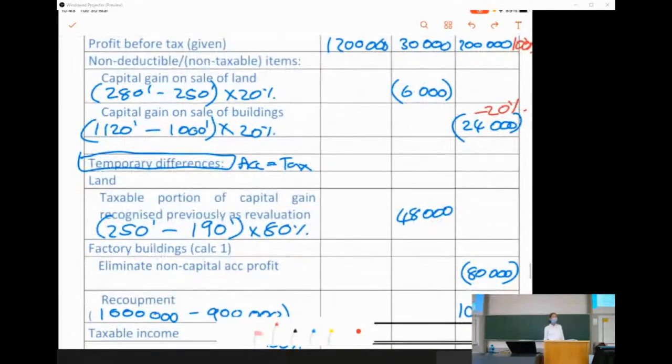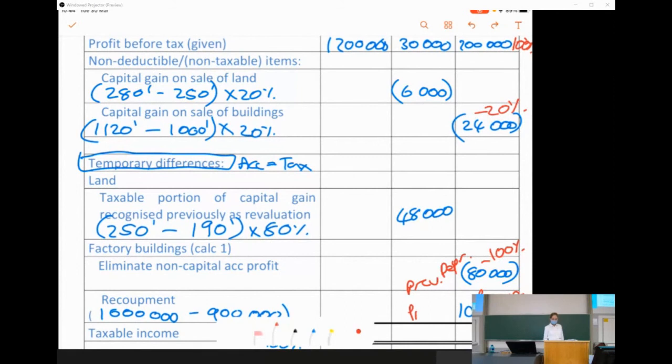And then for the rest, the non-capital gain, I have to take out 100% of that so that I can include my recoupment, which is what I'm going to be taxed on. Okay, so this 80,000 was actually my previous depreciation of all my prior years that I'm now deducting.